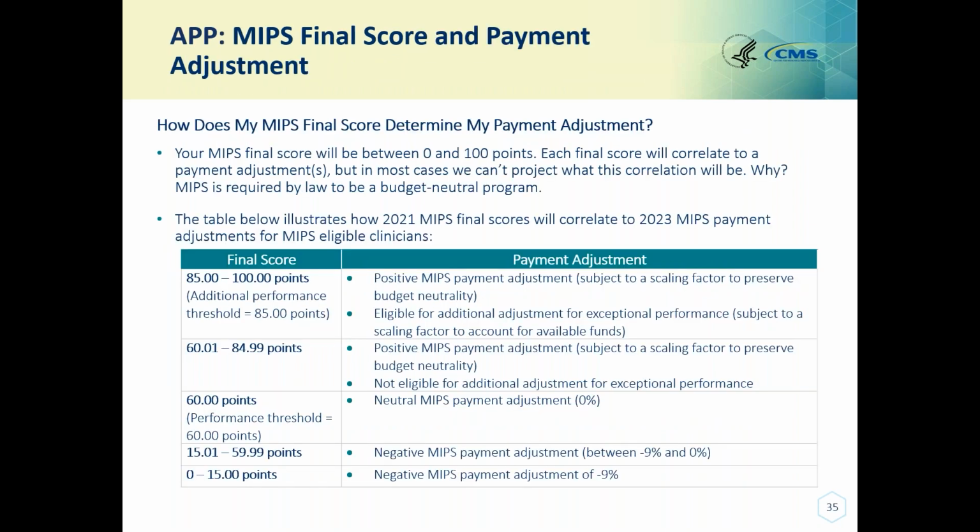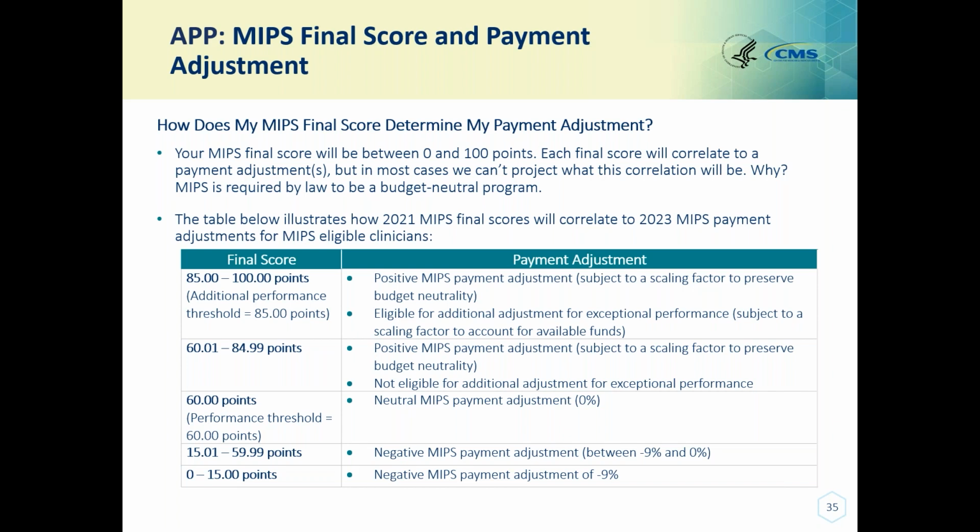slide. This slide breaks down how final scores are determined and the payment adjustments associated with those final scores. For 2021, if your final score is between 85 and 100 points, either at an individual, group, or APM entity level, you will receive a positive MIPS adjustment and would be eligible for an exceptional performance bonus. If you score between 60.01 points and 84.99 points, you will receive a positive MIPS payment adjustment.